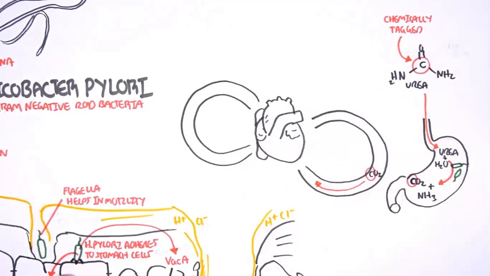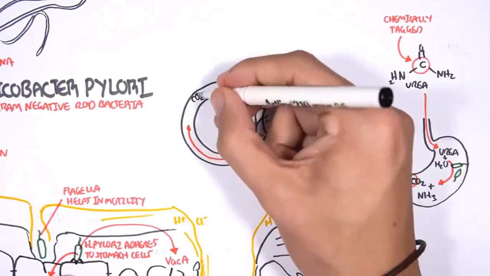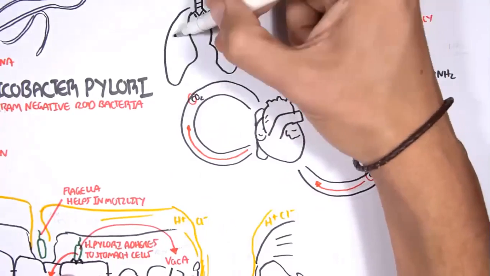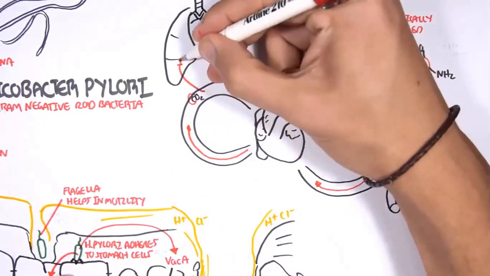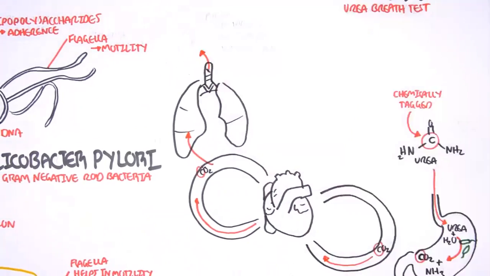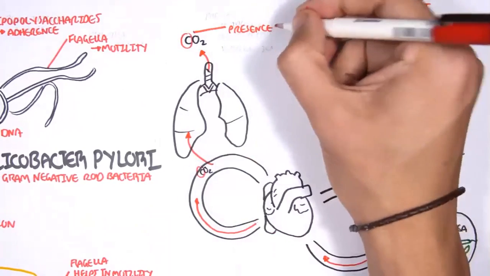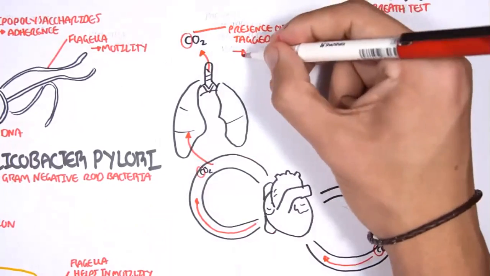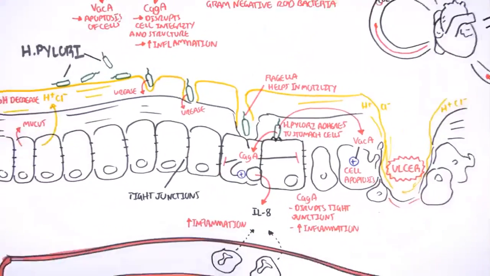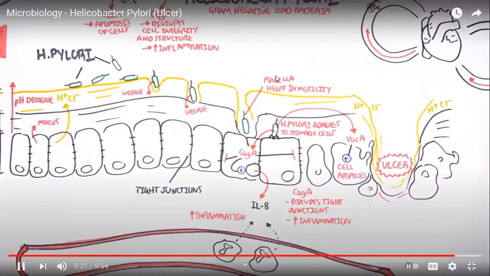This tagged carbon CO2 enters the bloodstream and goes into the heart, where the deoxygenated blood is pumped by the heart into the lungs for purification. In the lungs there is an exchange of gases, where the CO2 is replaced by oxygen. If there is tagged CO2 in the breath of a person, meaning CO2 having the tagged carbon, then it shows the presence of H. pylori bacteria in the stomach.